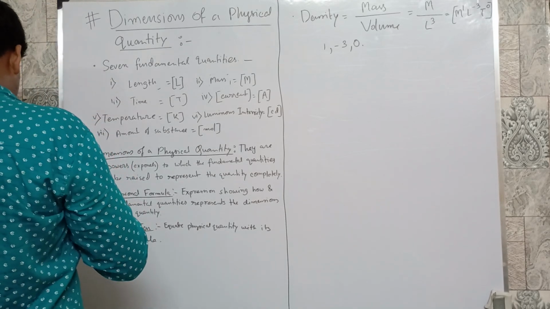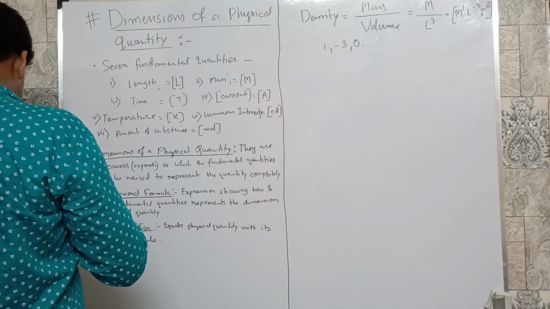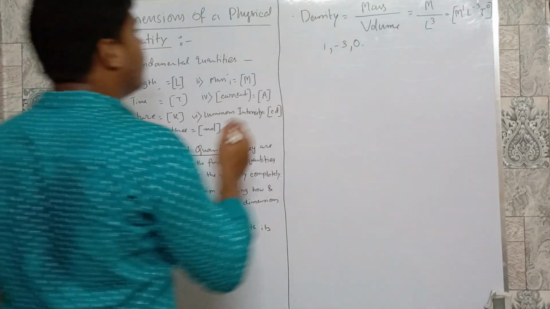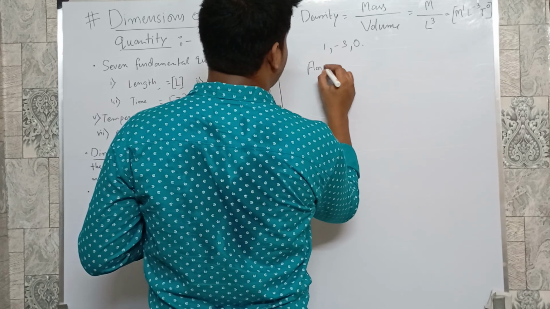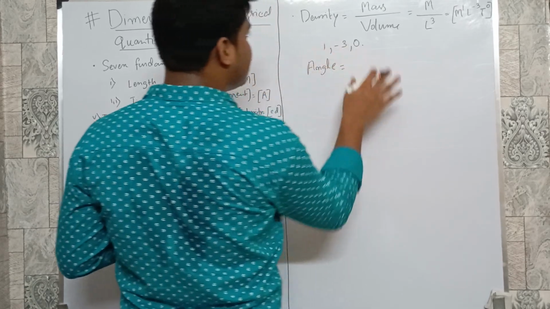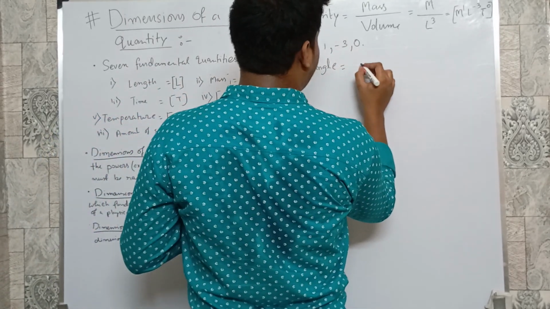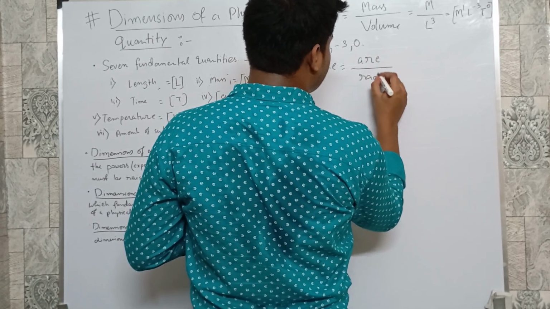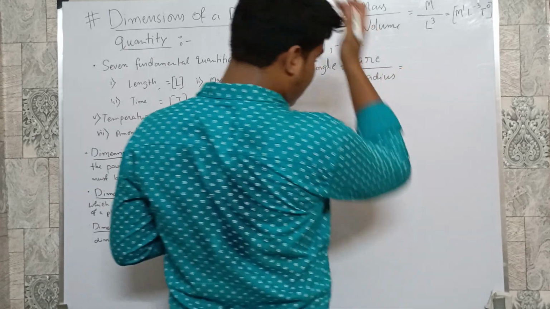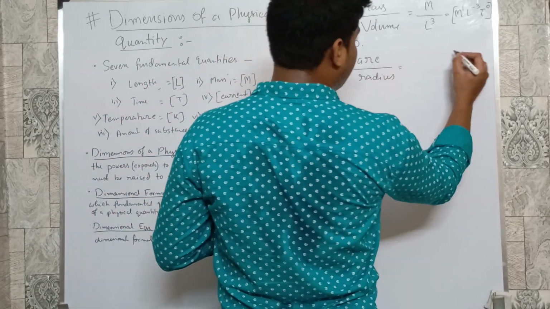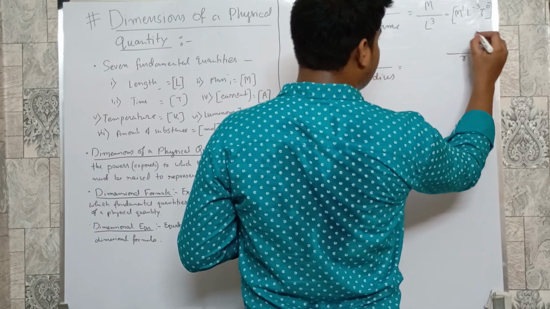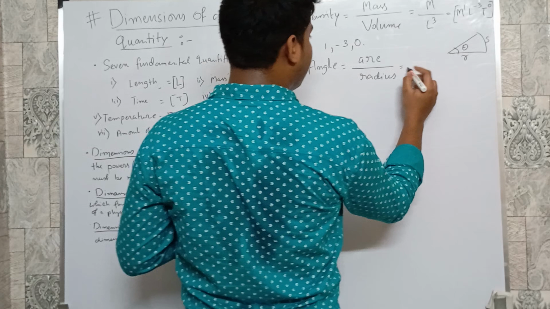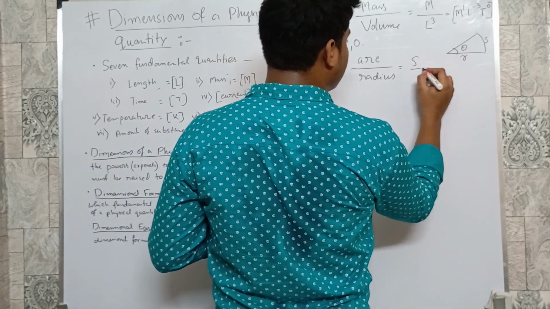Another example we can take is angle. Though we will find these dimensions again, for angle we know it is basically defined as arc per unit radius. The arc is nothing but a length. We know this is the radius and this will be an arc, and this is the angle theta. So theta is defined as arc per unit radius, S by R.